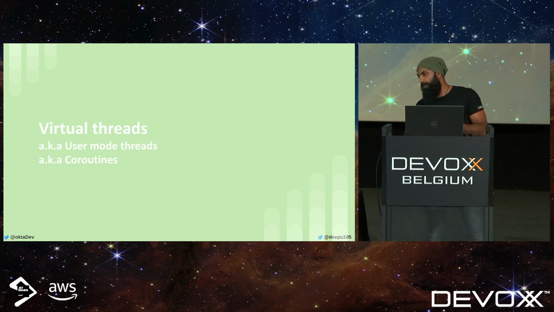So virtual threads, aka user mode threads, aka coroutines, different names. I mean, technically async await is also a kind of coroutine. So different languages call these features by different names. In Java, the final name seems to be virtual threads. It was fibers at one point, now virtual threads.